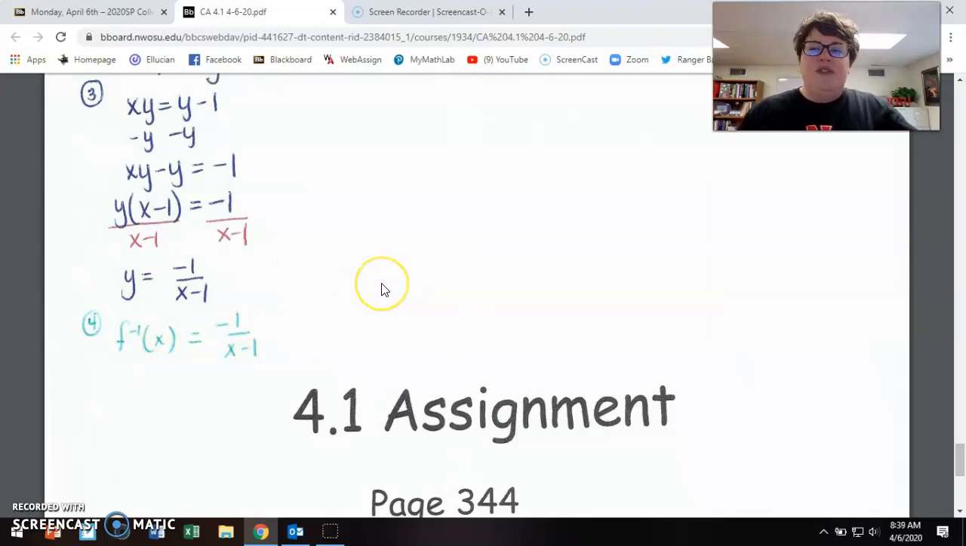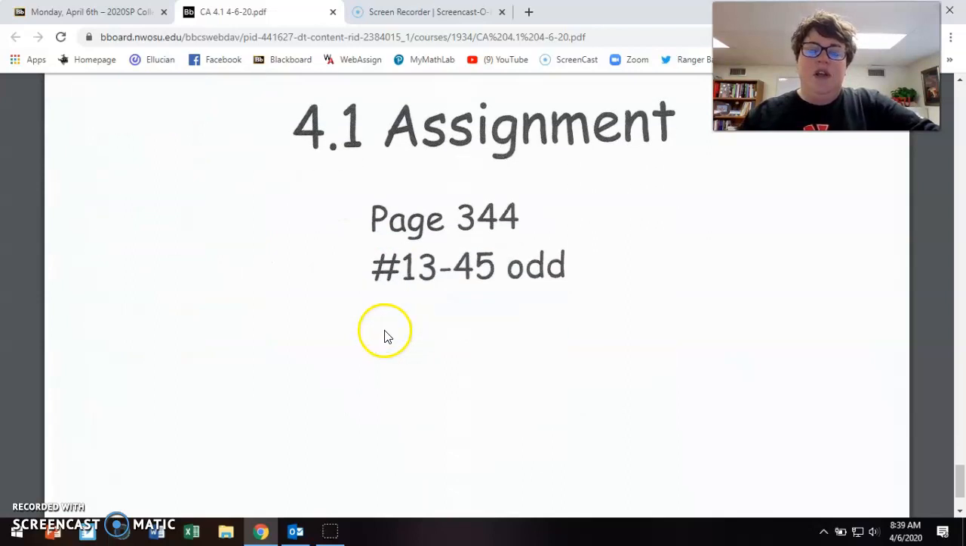Okay, so this is inverses. There are 3 things that we can do with inverses. We can determine if 2 functions are inverses of each other by doing our 2 composite functions. We can graph them just by interchanging x and y, and then we can actually find an inverse. So that is section 4.